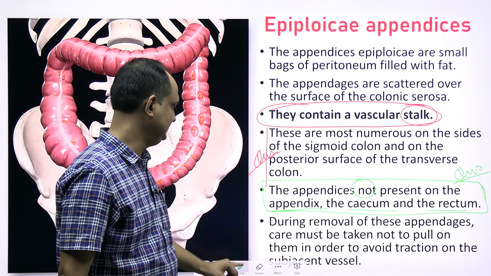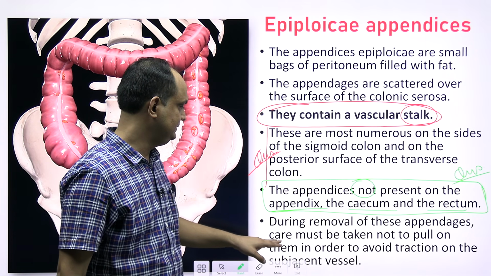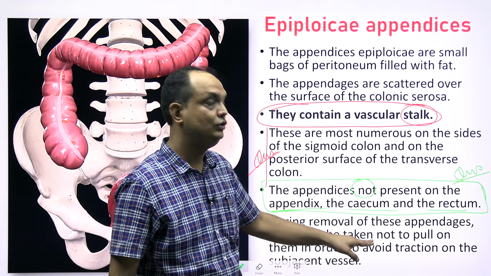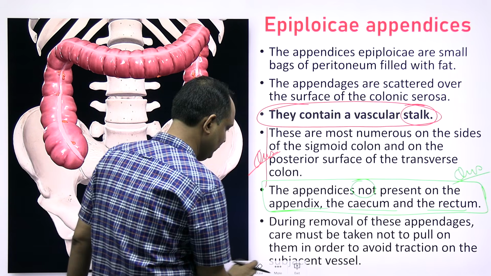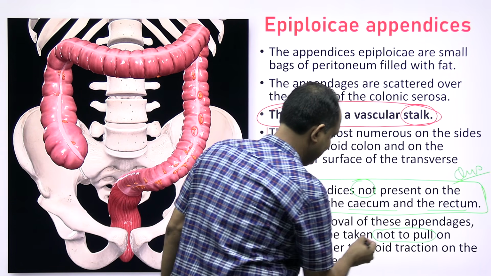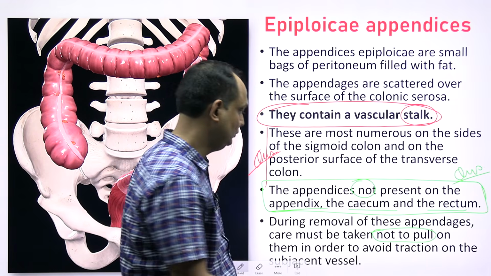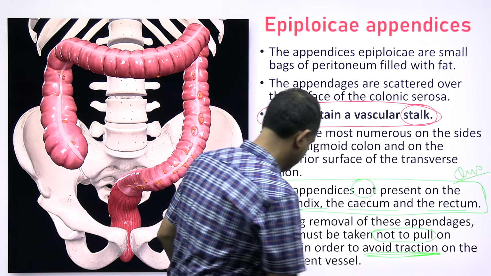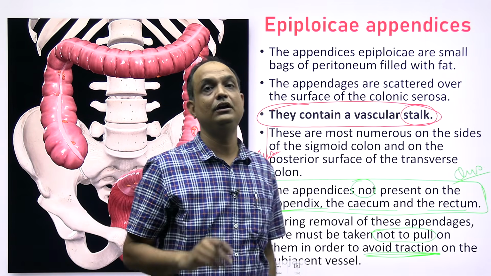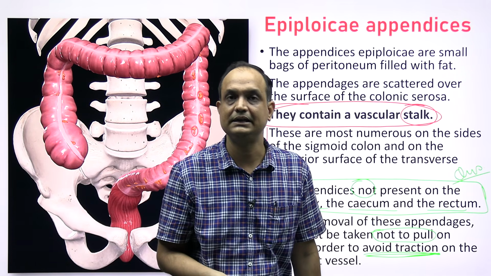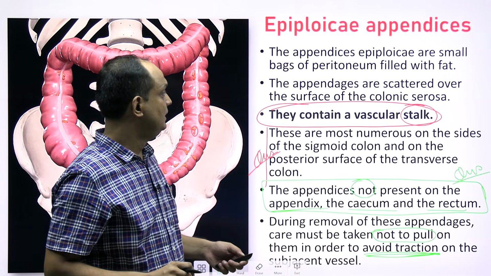Now during surgery, when removing these appendages, care must be taken not to pull. Why not to pull? As I just told you, they have blood vessels inside them. So this is to avoid traction on the subjacent blood vessels which are present inside the appendages.